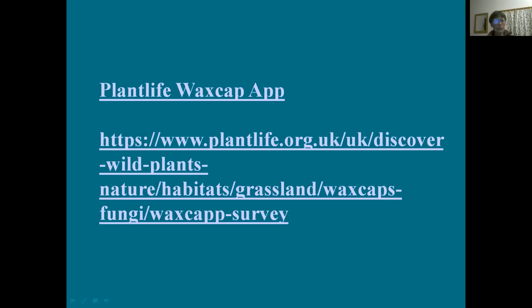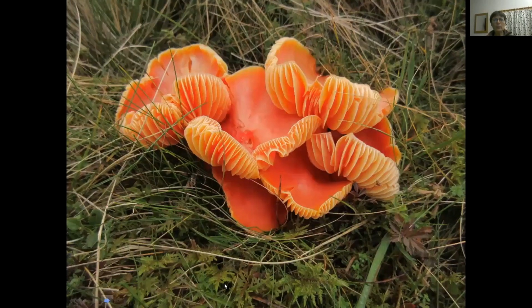Okay, there we go. That's just a pretty picture to finish with. That's Hygroscybes splendidissima. This autumn on Hadrian's Wall, we did a waxcap surveying and workshop down there this year.